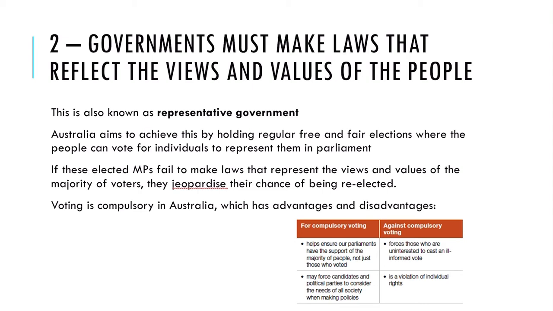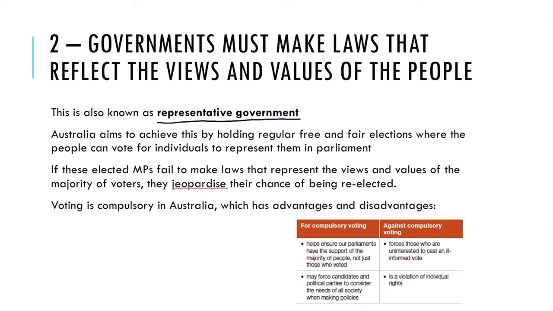Number 2, governments must make laws that reflect the views and values of people. So this is that concept of representative government. So we elect representatives to make laws for us, but in turn, we expect those representatives to make laws that actually reflect our views and values. We don't expect our representatives to just base their decisions on their own opinion.